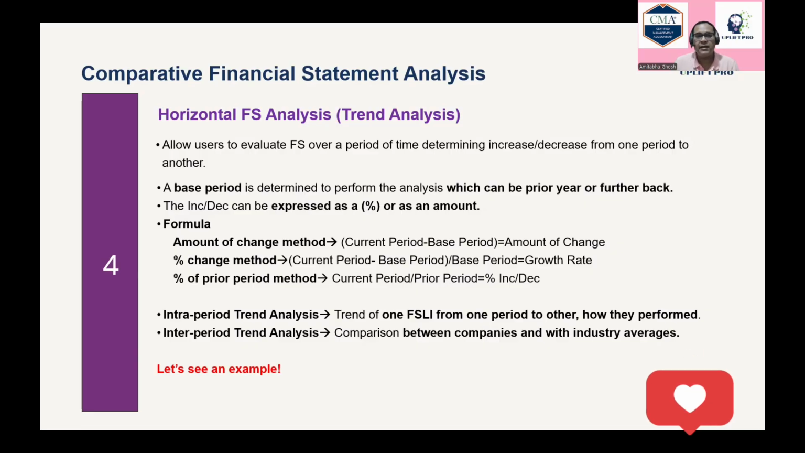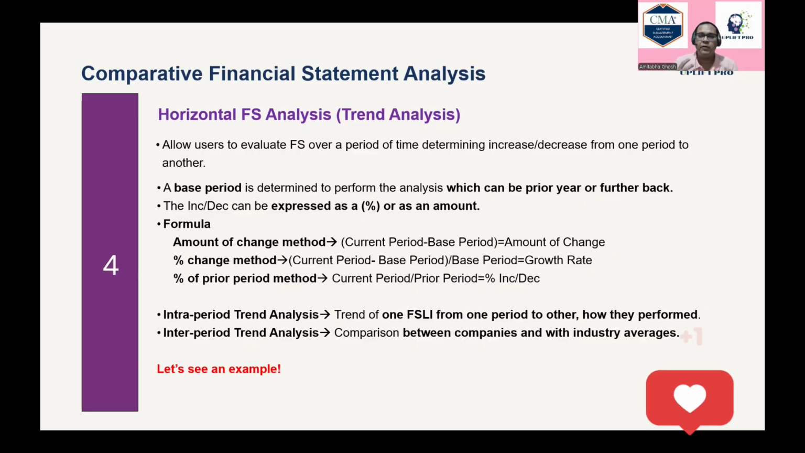The increase or decrease can be expressed as a percentage or as an amount. The formula for calculating it has three methods. Amount of change method, which shows the current period minus the base period. This is the current period amount minus the base period amount, which is my amount of change.